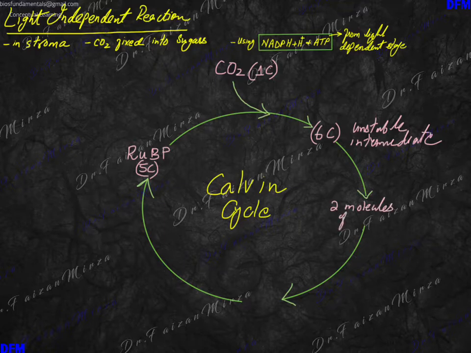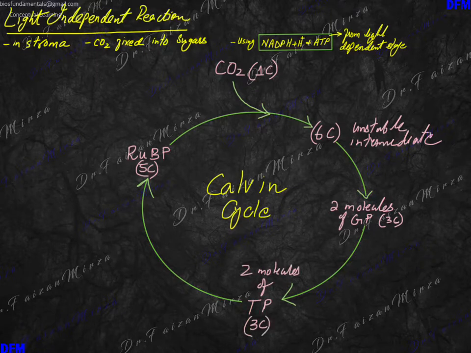The 6-carbon compound is unstable, so it quickly breaks into 2 molecules of GP. The 2 molecules of GP have 3 carbons each. They then turn into 2 molecules of TP, which is 3-carbon again. But this reaction uses reduced NADP, which turns into oxidized NADP. This is where NADP is oxidized back, and then this NADP will go back to the light dependent reaction to bring more hydrogens to this reaction. ATP is also broken down to ADP here.